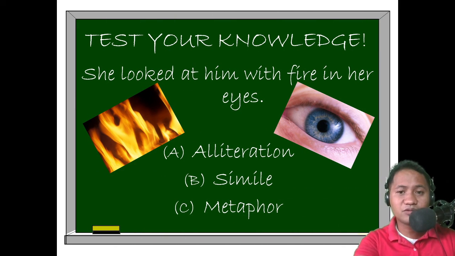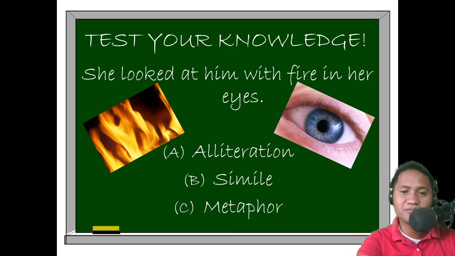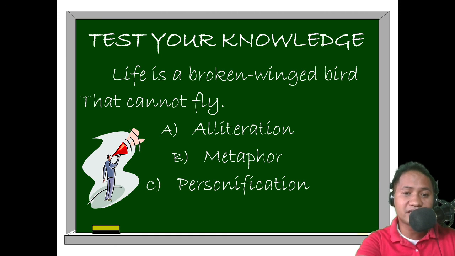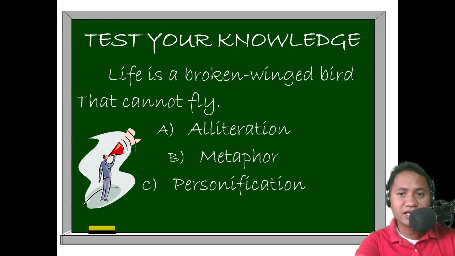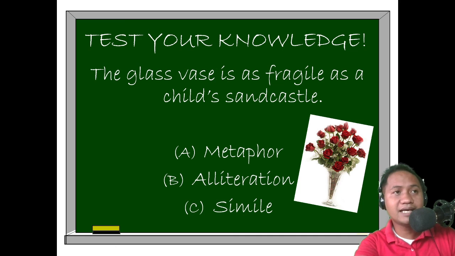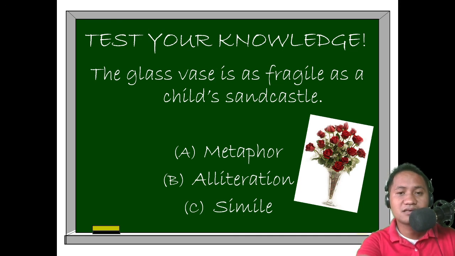She looked at him with fire in her eyes. A. Alliteration. Simile. Or metaphor. Life is like a broken winged bird that cannot fly. A. Alliteration. B. Metaphor. C. Personification. Ano sa ni mahuman? The glass vase is as fragile as a child's sandcastle. A. Metaphor. B. Alliteration. C. Simile.